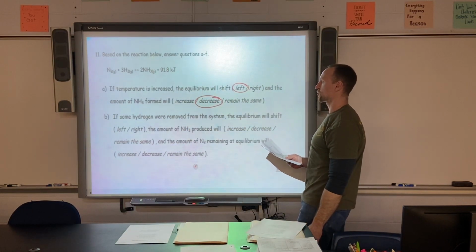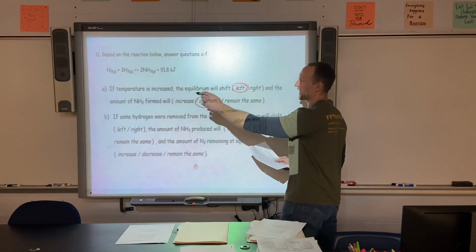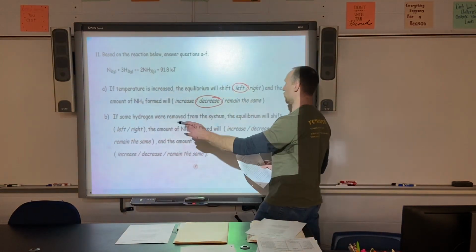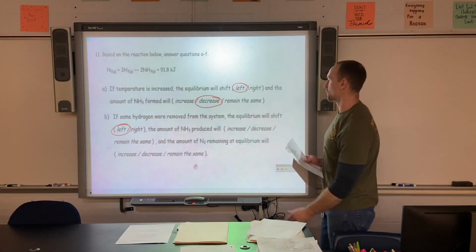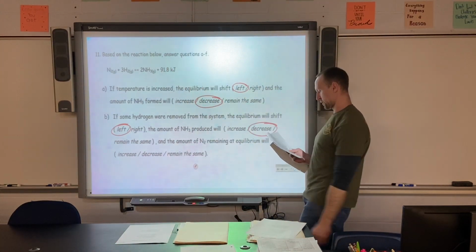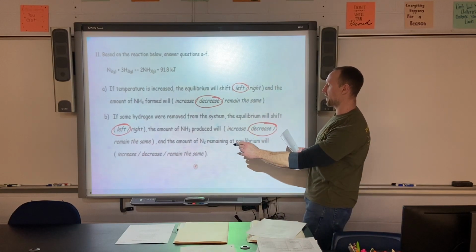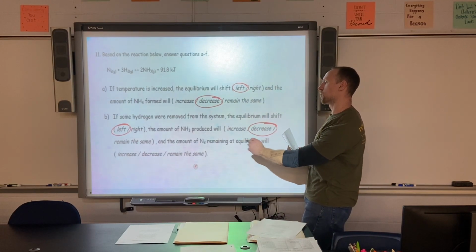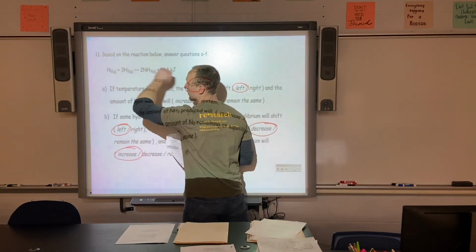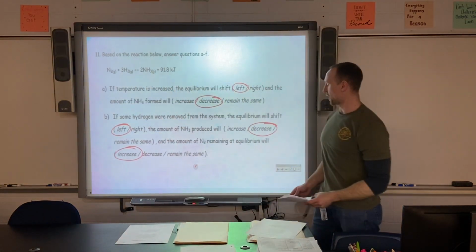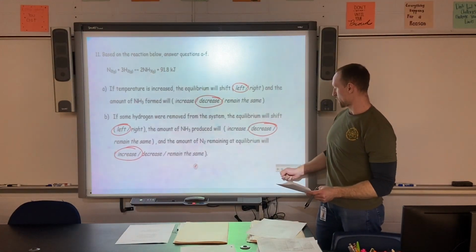B, if some hydrogen was removed from the system, the equilibrium will shift. So if we take hydrogen away, we're going to go towards what's taken away, shift left. And the amount of NH3 produced is going to decrease. And the amount of N2 will increase because we're going left. Whatever you go towards gets bigger, what you go away from gets smaller. Next up.